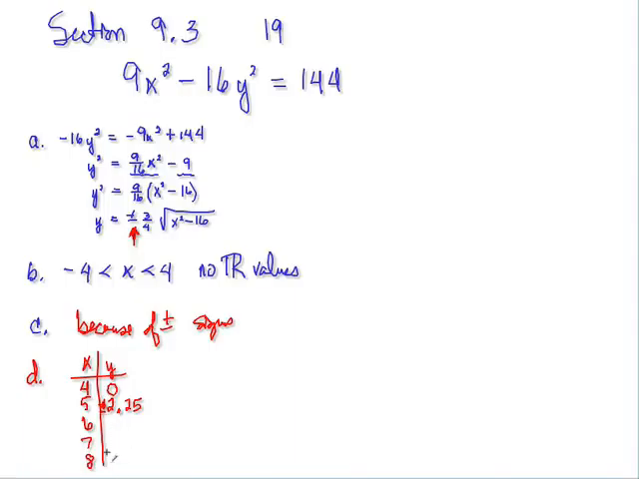When it's 6, I'm going to take 0.75 times, and then I'm going to put in parentheses 36 minus 16, and then I'm going to raise that to the 0.5. So hopefully that makes sense, what I put into the calculator, and I'm getting 3.35. So positive, negative 3.35.